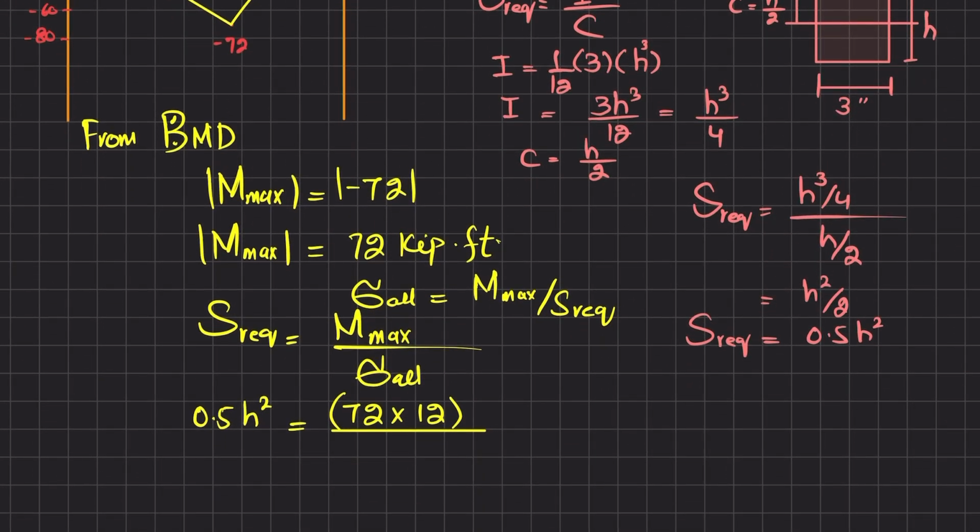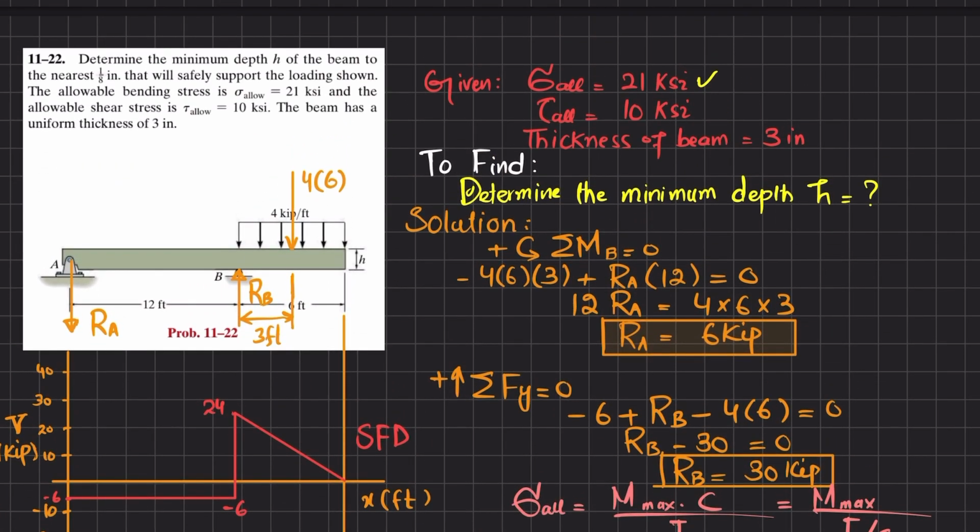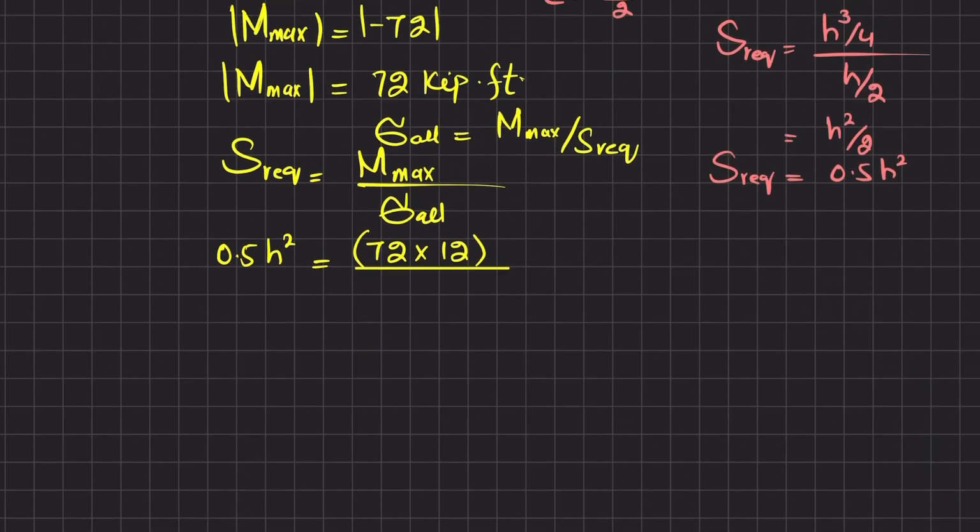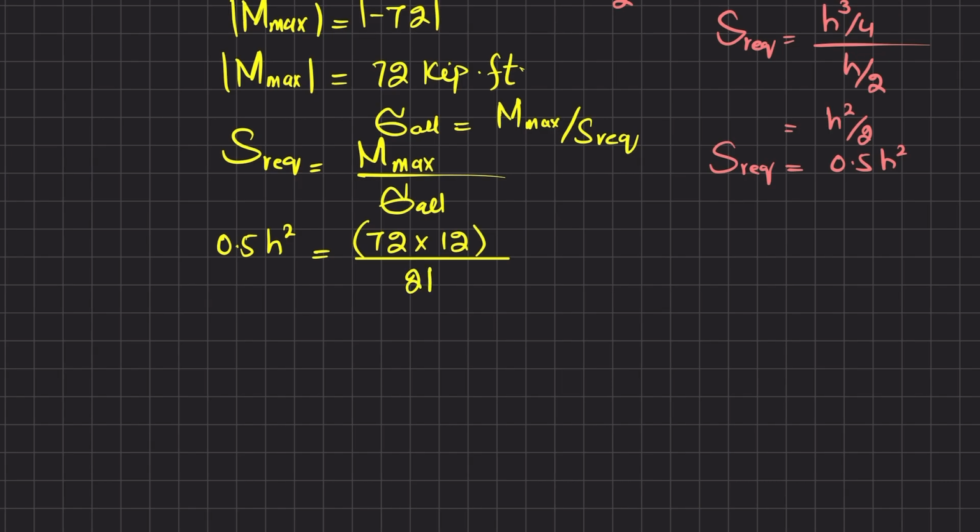So 12 into, not 12, allow 21. This is 21, okay. So 21. So from here you will get h square is equal to 72 into 12 divided by 21 multiplied by 0.5. So when you take the square root of this, you will get h is equal to 9.07 inch.